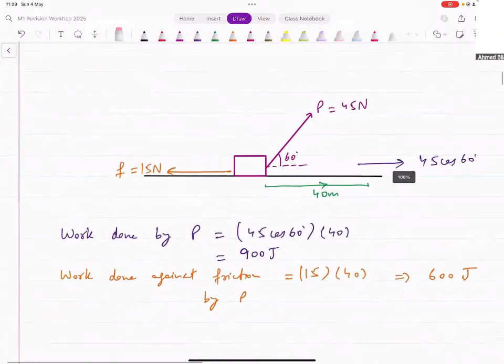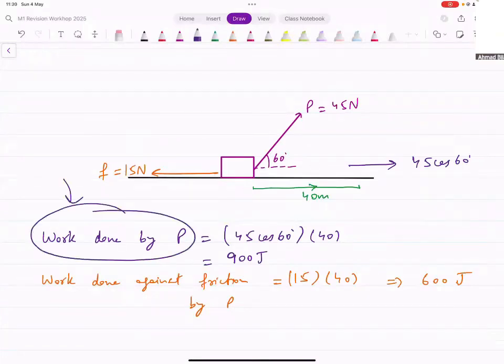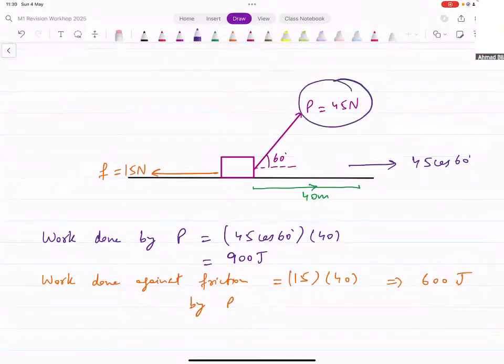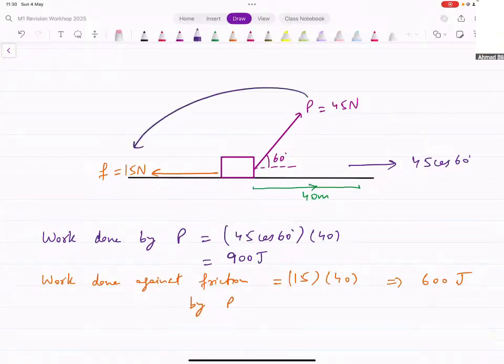Now, if you have a situation like this in which there's also friction, so you have a force acting in this direction at an angle of 60 degrees, and there's friction opposing the motion of 15 newtons, one thing that you may have to find would be the work done by the force P. When you find work done by a particular force, you just use that force in the formula directly. So 45, what's the component of that? 45 cos 60. Multiply that by the displacement, that's 40, and that's 900 joules. You do not subtract friction from that. The work done by that force P would just be 900 joules directly.